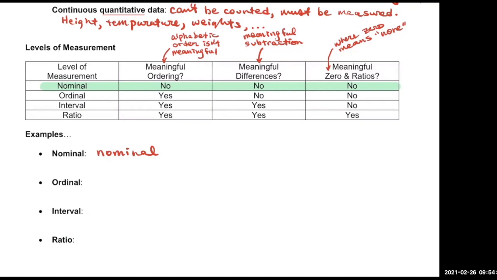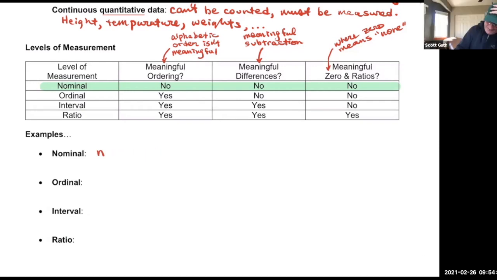Question for nominal. Did you mean to put nominal again, or did you mean to write names? No, I didn't mean to do that. Thank you. Sorry. Yeah. Oh, well. Thank you so much.